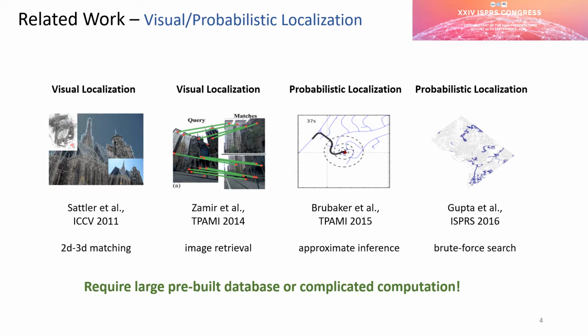There is plenty of literature trying to solve the localization problem, among which two types of approaches are popular. One is visual localization, which usually uses 2D-3D matching or image retrieval methods. Another is probabilistic localization, which usually uses Bayesian theory to estimate the position with associated uncertainty. However, those methods either need to build a large database, depend on appearance information of images, or conduct complicated inference computation.